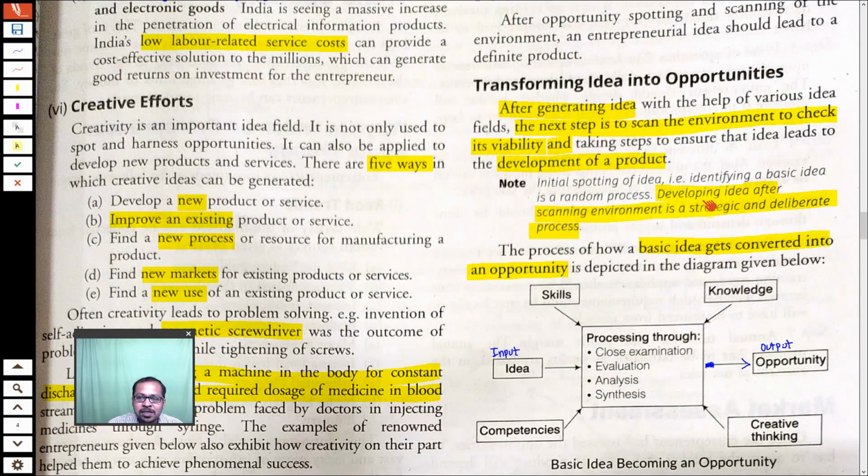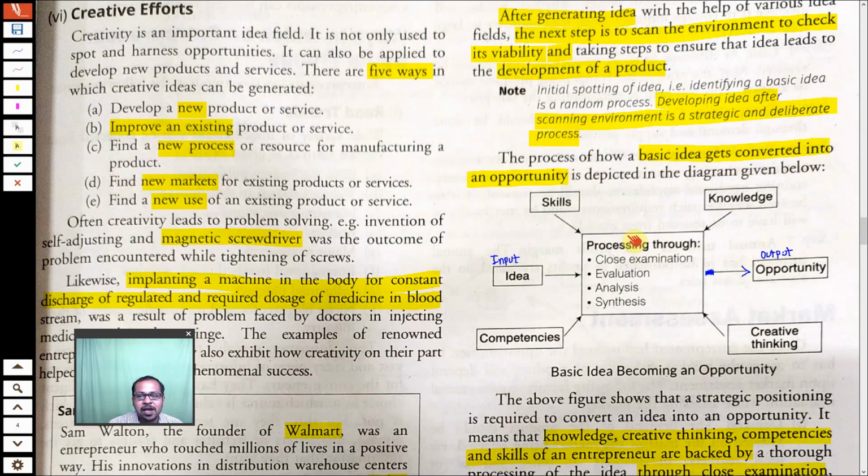And please note, developing an idea after environment scanning is actually a deliberate and strategic process. Okay, it is not a random process like spotting of an idea. Let's say randomly it can also be found, but this step is the deliberate and strategic one to scan the environment and ensure viability of the idea. So look at this diagram.